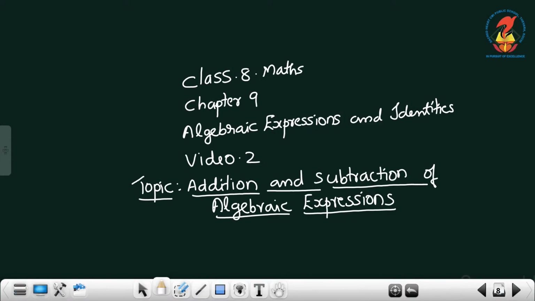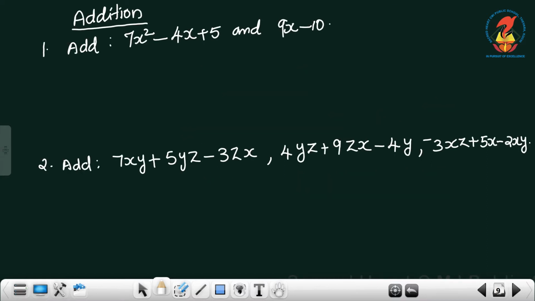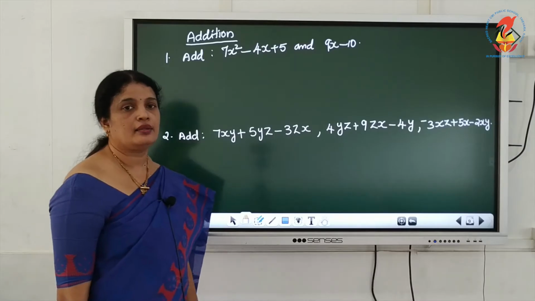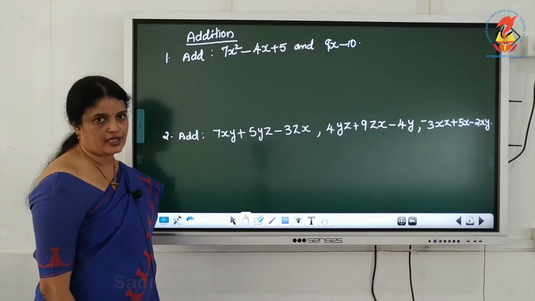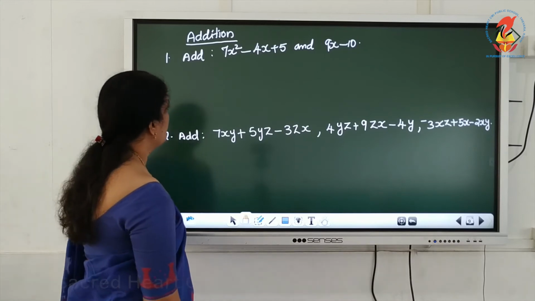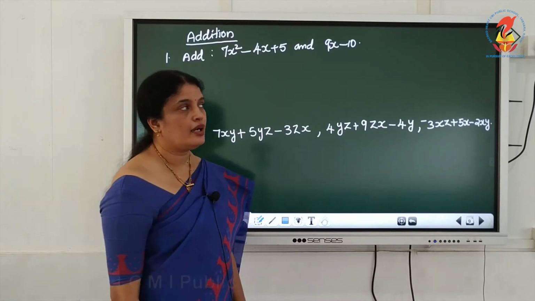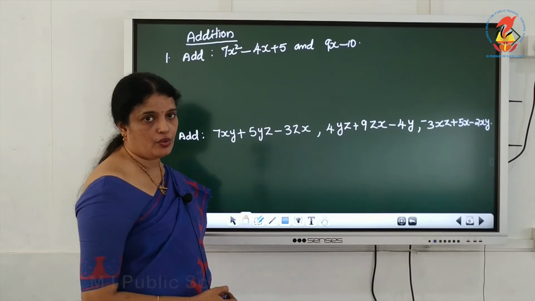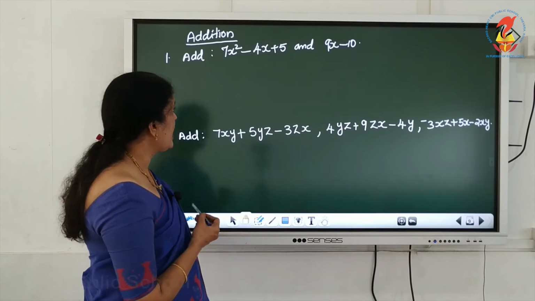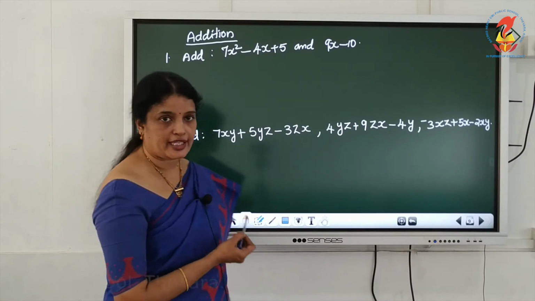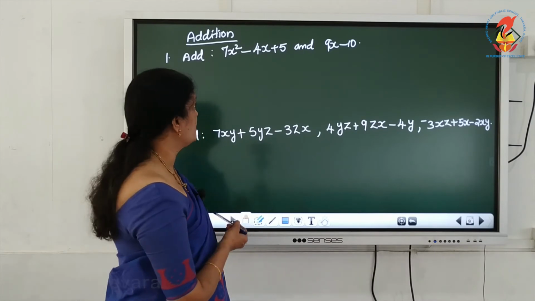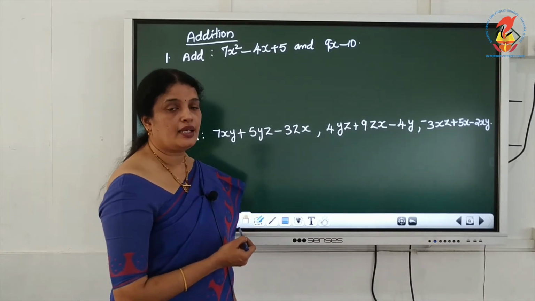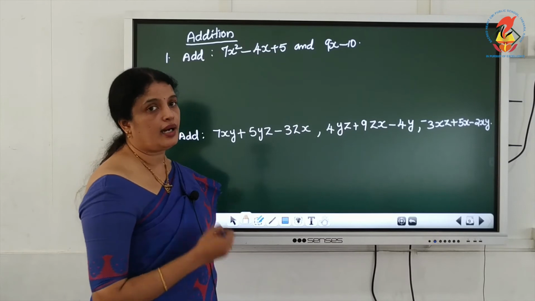We already learned the addition and subtraction of algebraic expressions in the earlier classes. Here, first addition: how do we add two algebraic expressions? First we write these two expressions in separate rows. When adding the two expressions, write like terms one below the other.